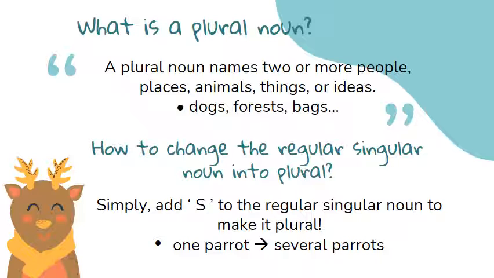Now I want to know how to change the singular noun into a plural noun if it's regular. Simply, we have to add s to the regular singular noun to make it plural. Example, one parrot, several parrots. So I add just s. If it ends with any consonant letter, I add just s. Even if the noun ends with e, you just add s. So simply to form the regular plurals from the singular, you have to just add s.